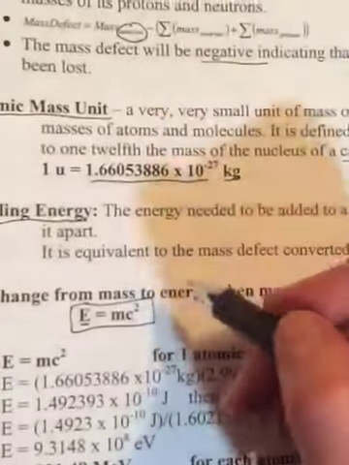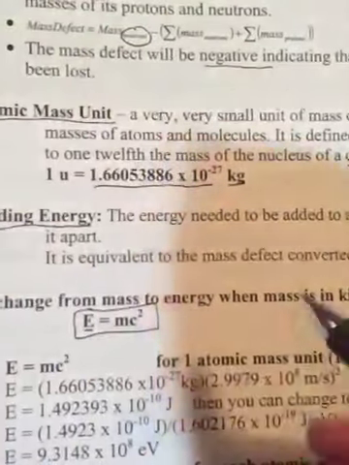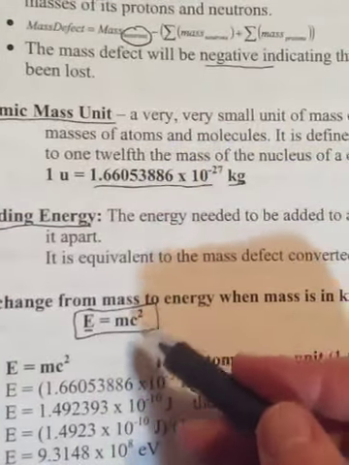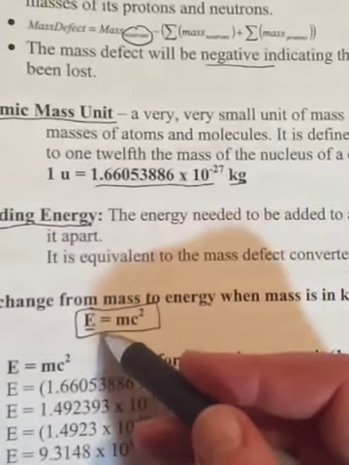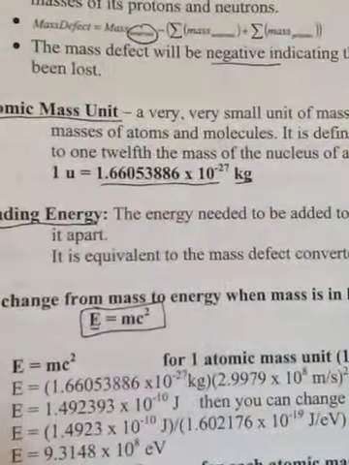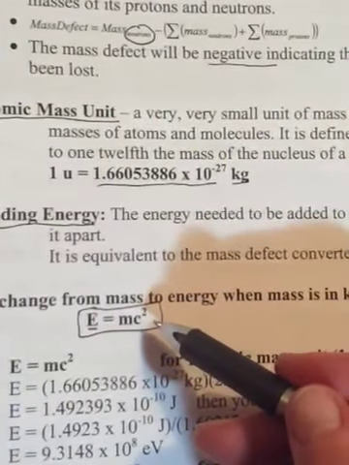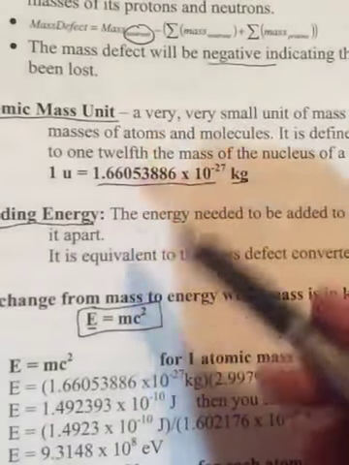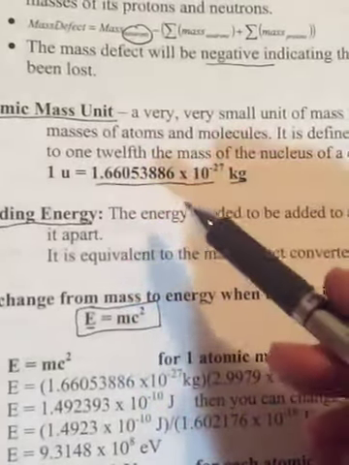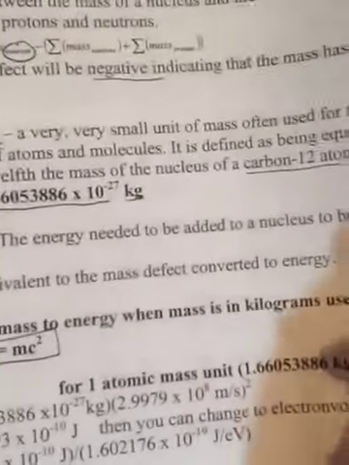So if we do that in kilograms, we're going to use E equals mc squared. However many kilograms we're missing, multiply it by 2.9979 times 10 to the 8th, squared, and get your missing mass in joules. But just a couple of minutes ago, I said the amount of mass we're talking about is so tiny that we don't tend to use kilograms, we tend to use atomic mass units.